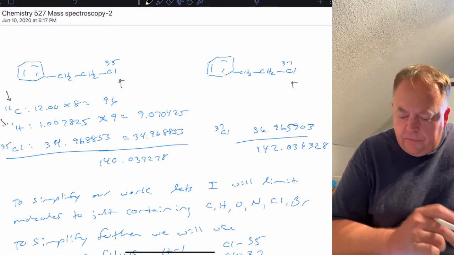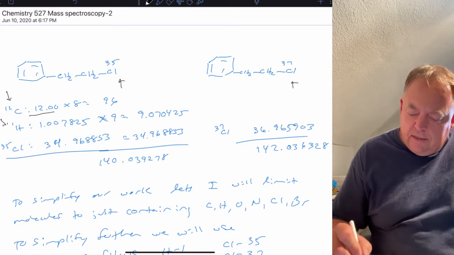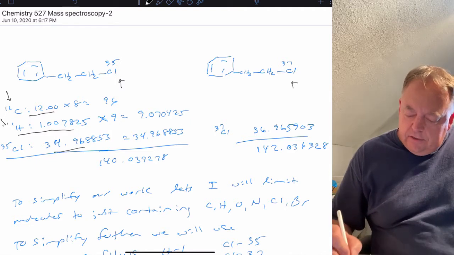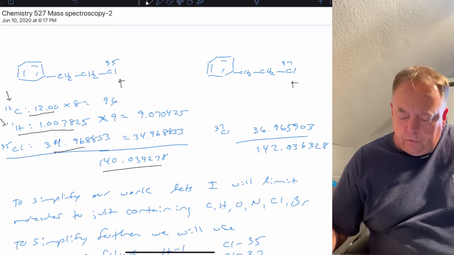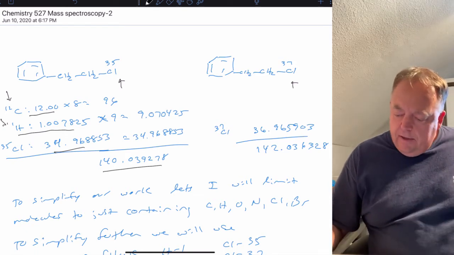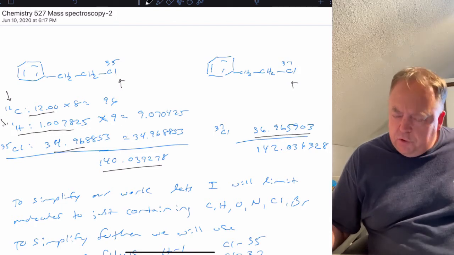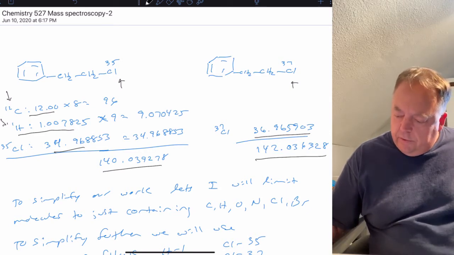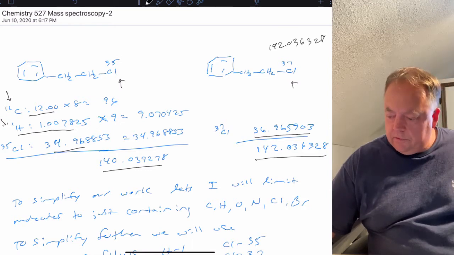So if we added up their mass, took the carbon 12 isotope's mass, there's 8 carbons, the hydrogen 1 isotope's mass, there's 9 of them, and chlorine 35's mass, that molecule with the chlorine 35 would have a mass of 140.039278 grams per mole. And if it had a chlorine 37 instead, which has a mass about 2 mass units higher, it would have a mass of 142.036328 grams per mole.